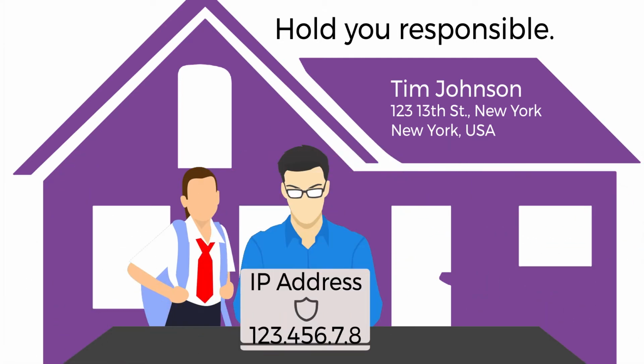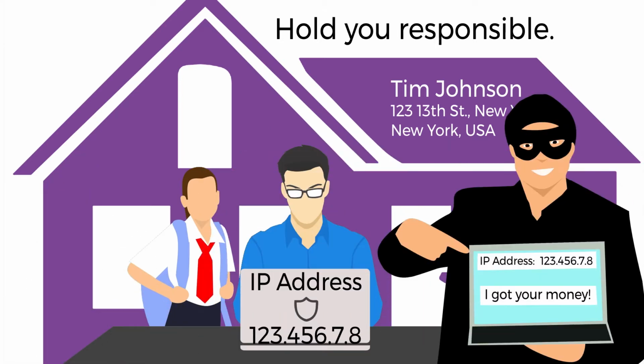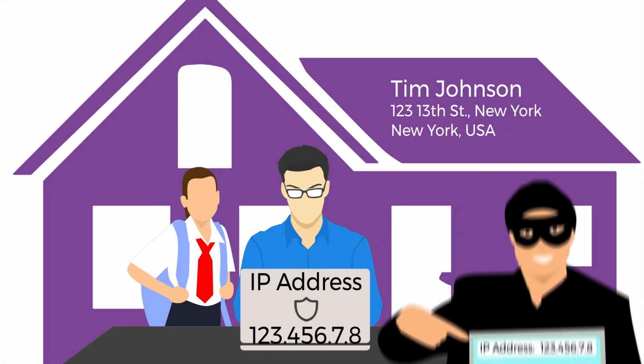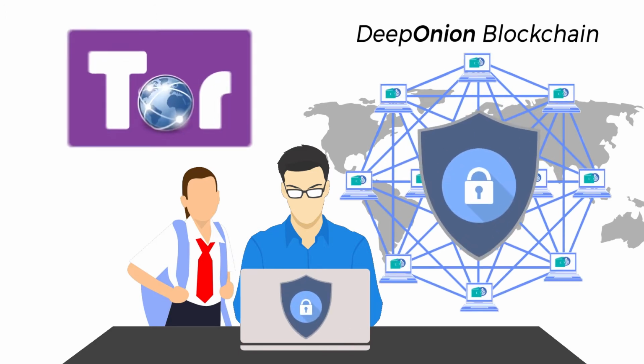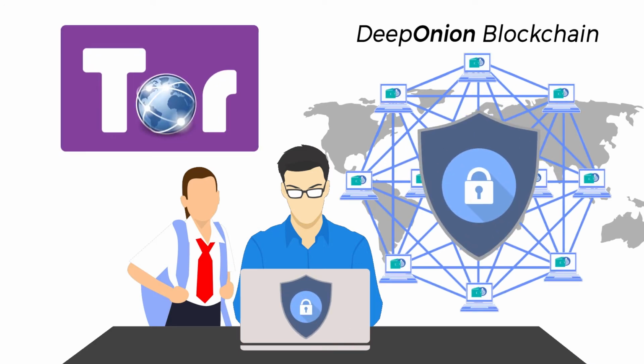Also, when your IP address is shared with others, you run the risk of theft of your computer information and assets. For this reason, your IP data on the DeepOnion blockchain is secured. We will explain more about Tor in another video.